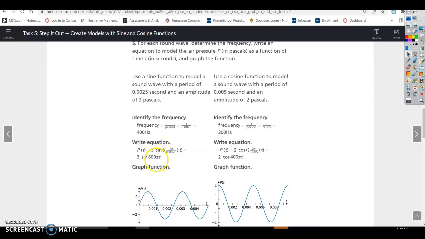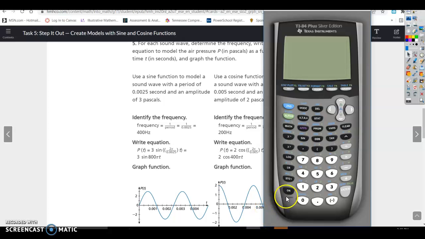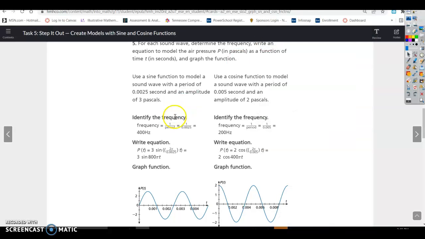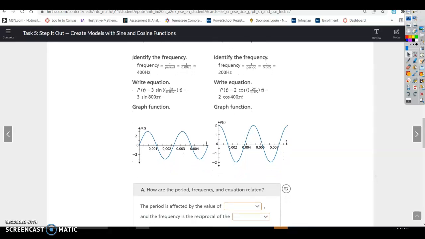You can see they still have it in terms of pi times t, but let's see what 2 divided by that decimal is. I'm sure it's 800 since that's what they have, but that's what we want to do. So we want to do 2 divided by that decimal, because again, we don't normally have a decimal and a fraction together. It just doesn't go well in math. So 2 divided by that is 800. That's how they go from this line to this line. They just cleaned it up a bit. So P of t equals 3 sine of 800 pi times t.